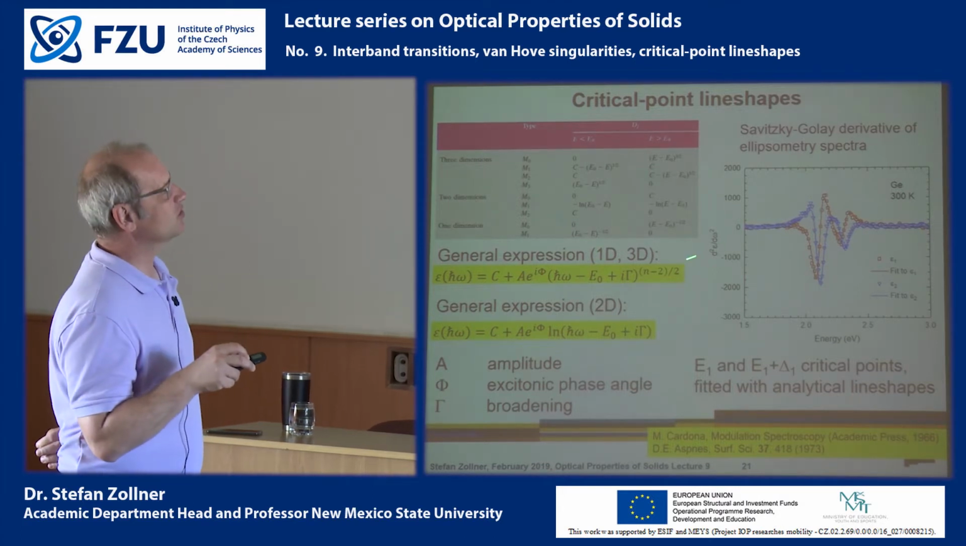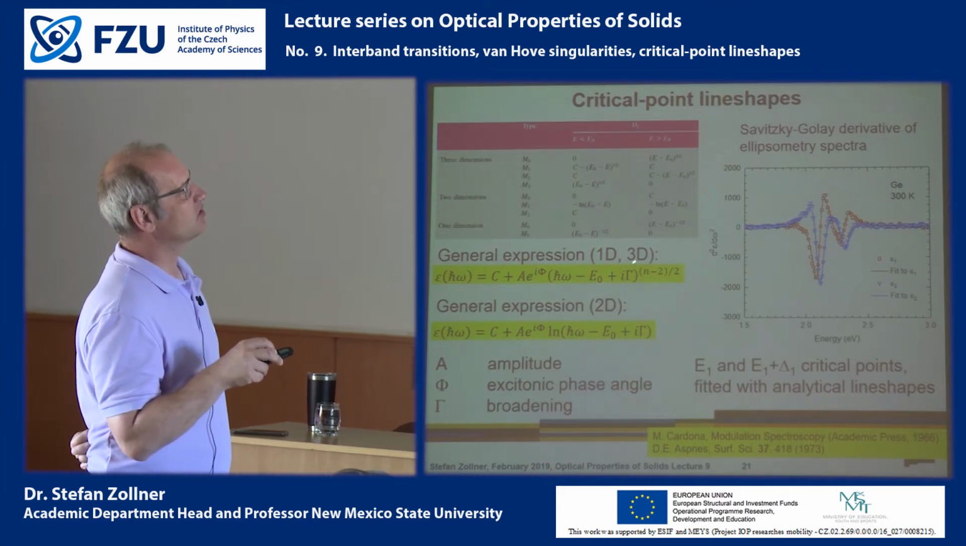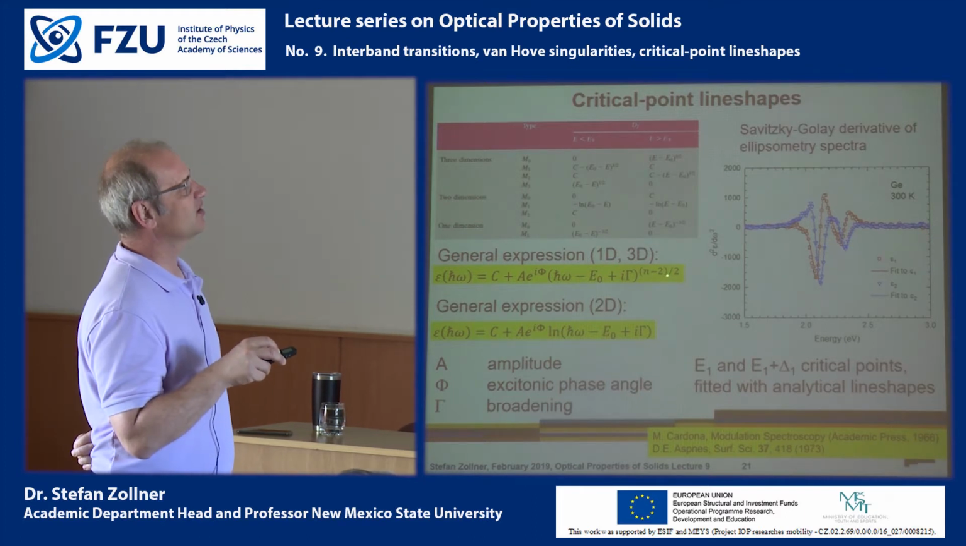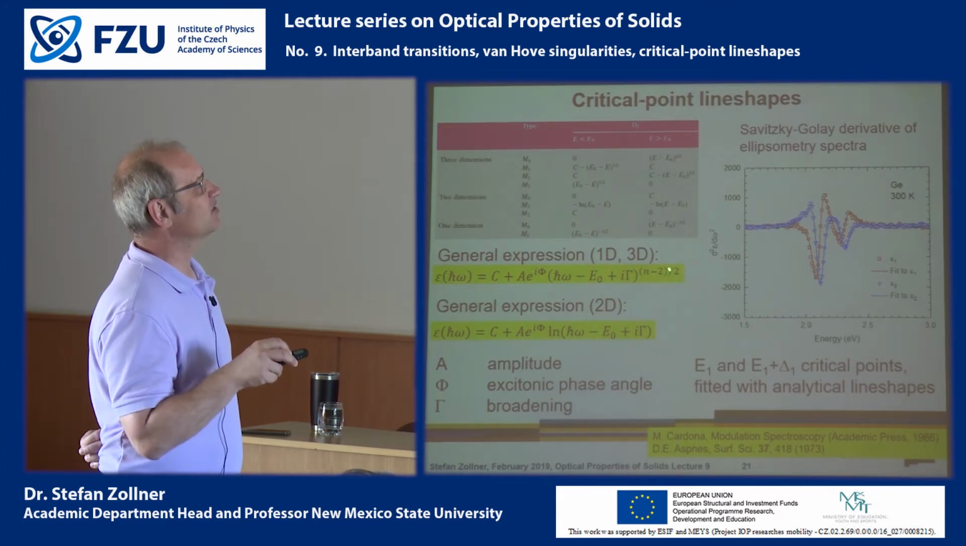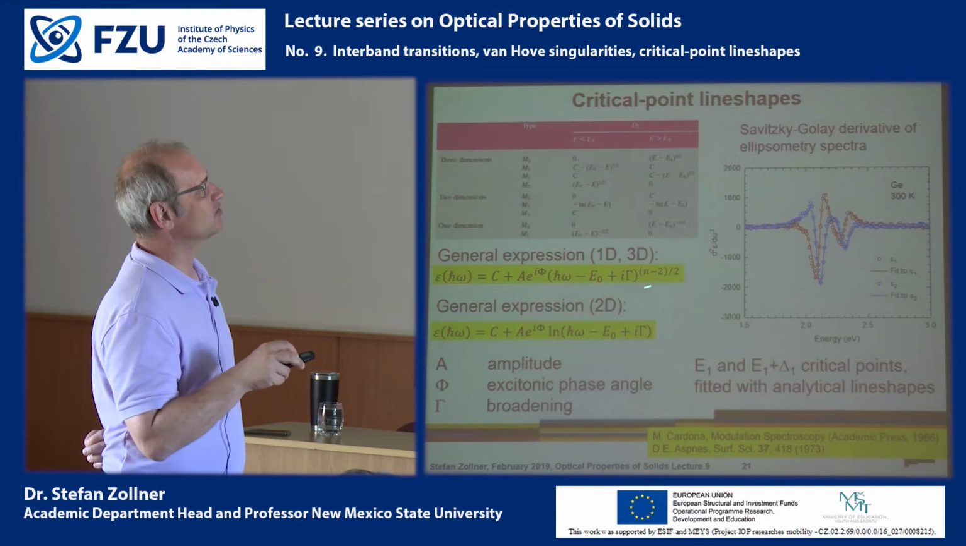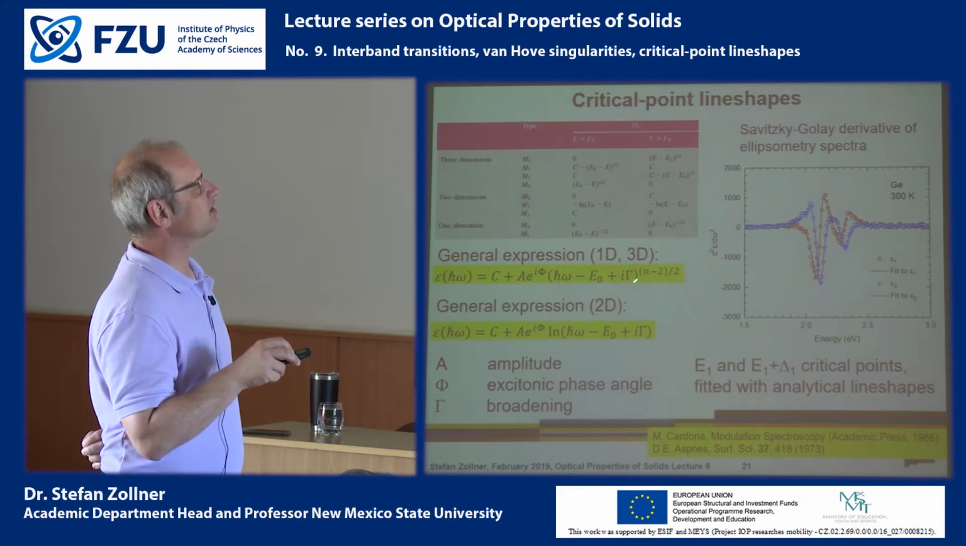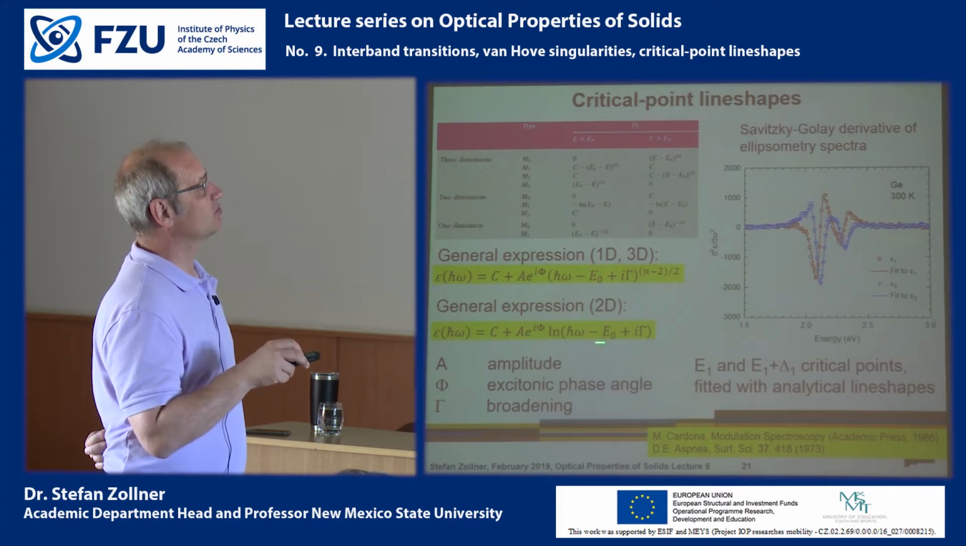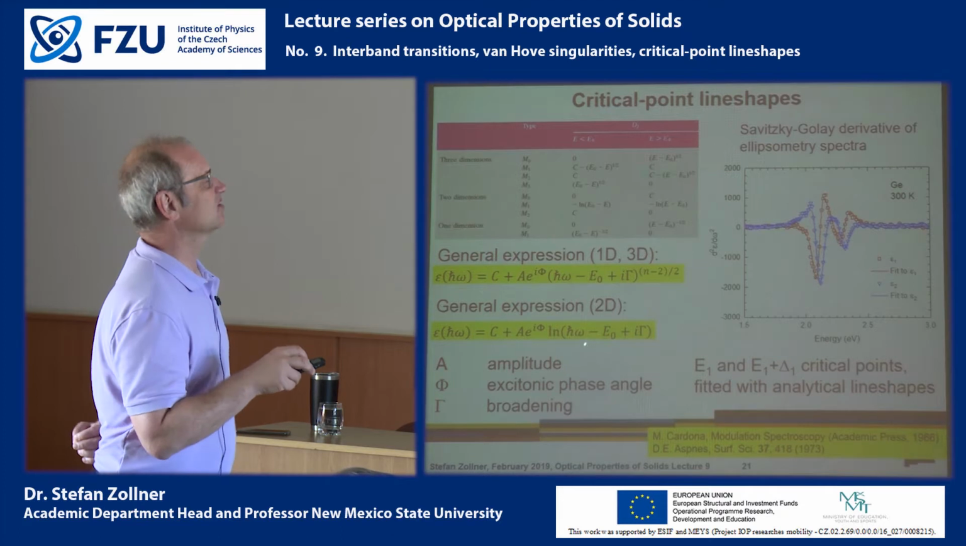For a 2-dimensional critical point, this exponent here becomes 0, and therefore when we do the integration, when we do the math, actually we shouldn't put 0 in the exponent. This becomes a natural logarithm. So a 2-dimensional critical point is described by this logarithmic function.